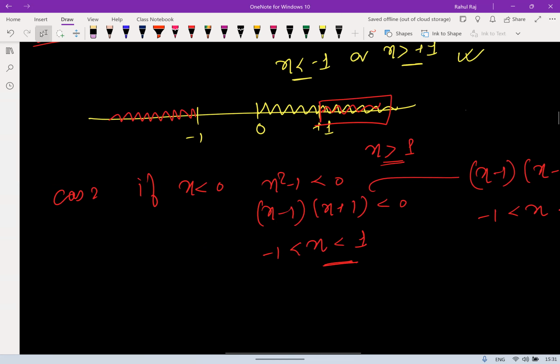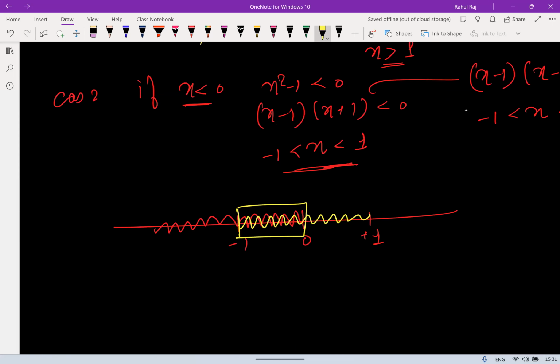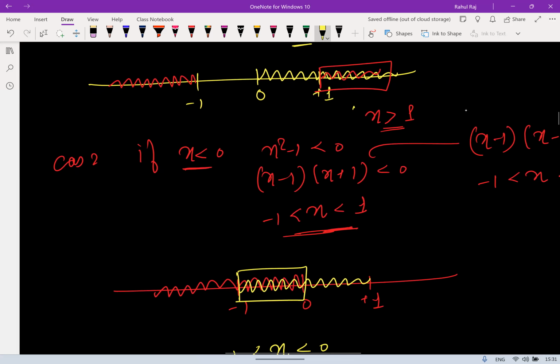So now I have two situations. x is less than 0, and x lies between negative 1 and 1. Let's plot it on a number line. Let's say this is 0, this is negative 1, this is positive 1. So x is less than 0. This is right. x lies between negative 1 and 1. So what is my common value? x lies between negative 1 and 0. Simple, straightforward logic. So I've got two values: x greater than 1, and x lies between negative 1 and 0.